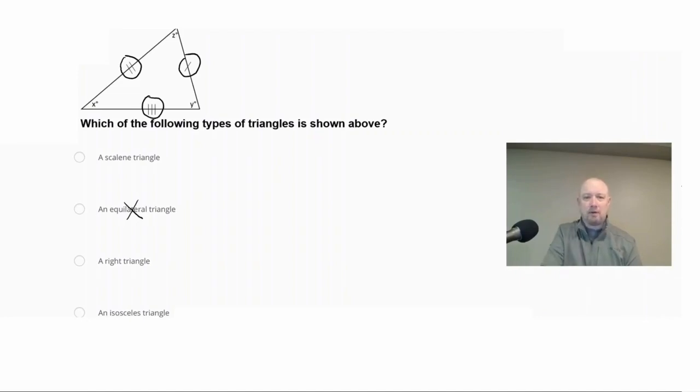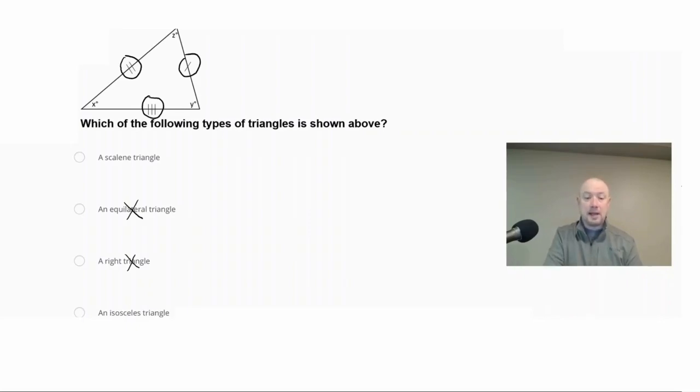For example, if there was 1 tick mark here, there would be 1 tick mark here and 1 tick mark up on the top left. So we know it's not an equilateral triangle. We know it's not a right triangle. In a right triangle, we're going to have 1 right angle, marked with a little square in the corner. So it's not a right triangle.